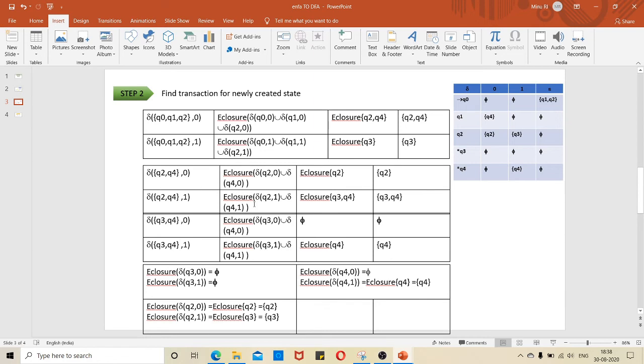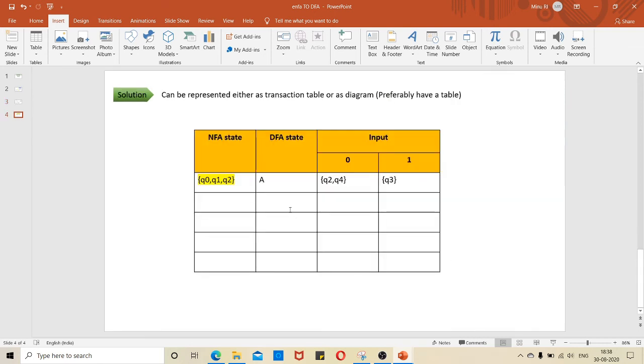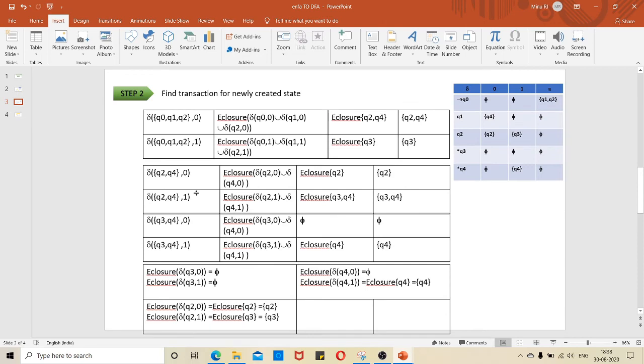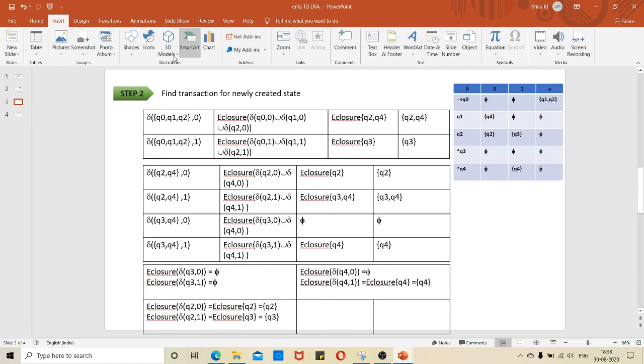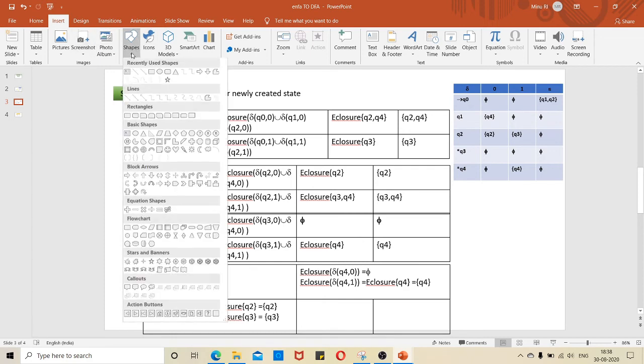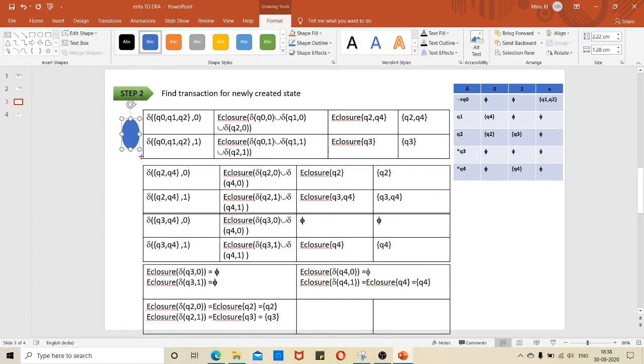The other state is a new state. What is it now? Q2, Q4, which I name as B. So here Q2, comma Q4, which I name as B. So here with respect to B, let me shape it so that you may think. So this is my A.